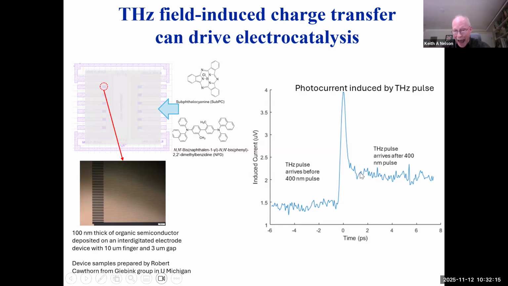But if the terahertz pulse comes after the optical pulse, now the excitons are there, and the terahertz pulse ionizes them. Interestingly, it actually ionizes more if it comes in while the optical pulse is in there. That's because the optical pulse makes hot carriers that live a short time before they relax into the exciton state.